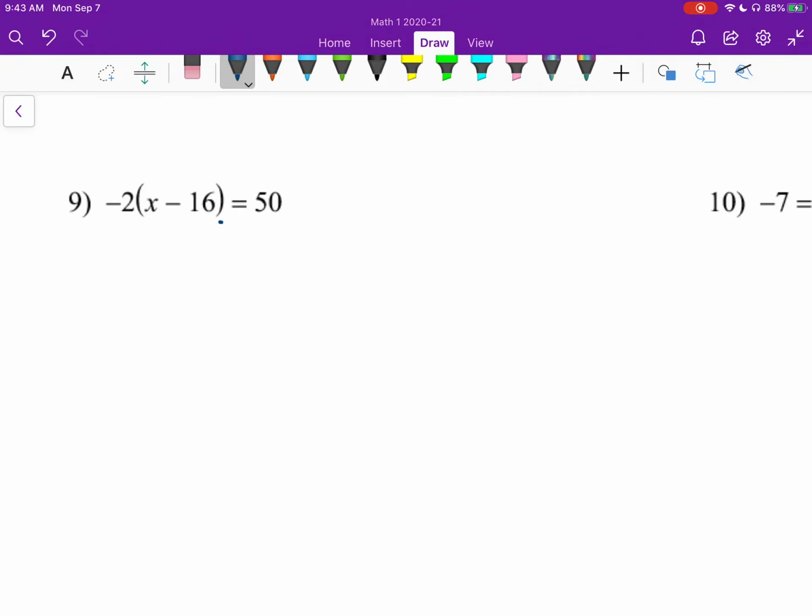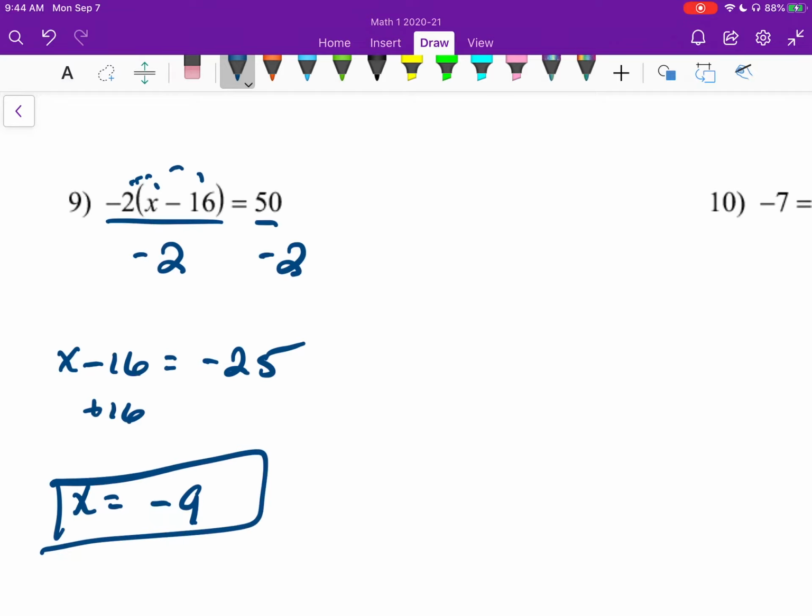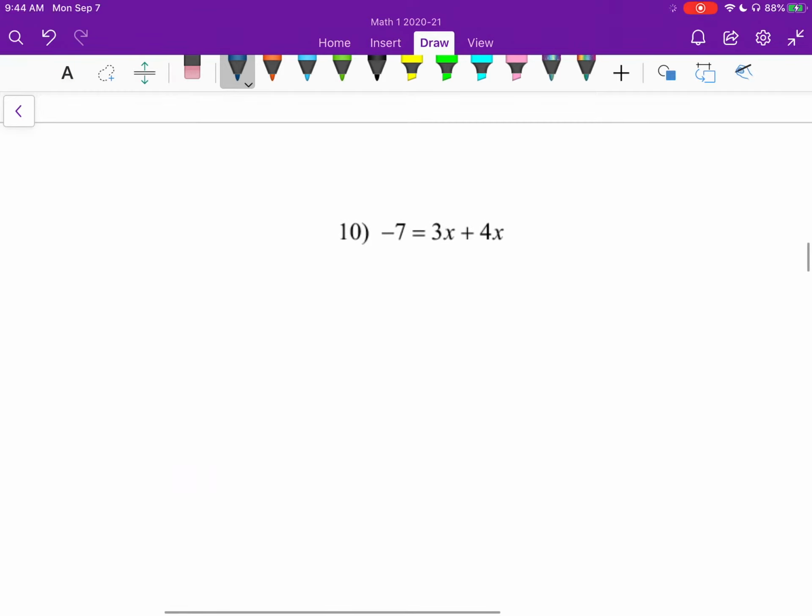Number 9, again, I'm going to just go ahead and divide by this negative 2 because I think that makes it easier. If you wanted to, you could distribute out the 2, but I think it's easier just to divide. So x minus 16 is negative 25. I add 16 and I get x equals negative 9. Alrighty.